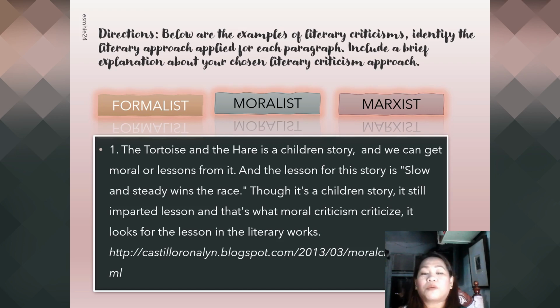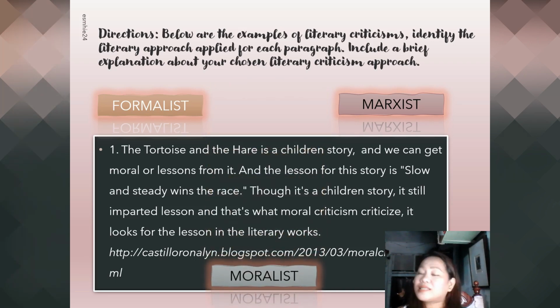Here's number one. The Tortoise and the Hare is a children's story, and we can get morals or lessons from it. And the lesson for this story is slow and steady wins the race. Though it's a children's story, it still imparts a lesson, and that's what moral criticism criticizes. It looks for the lesson in the literary works. What do you think is the literary approach that can be used in this particular story? Yes, that is moralist, since it portrays the ethical teaching, right?